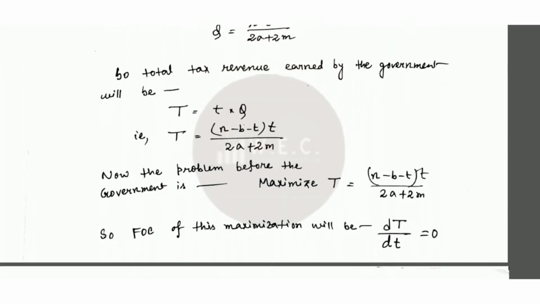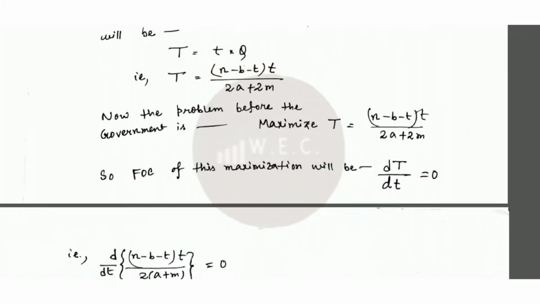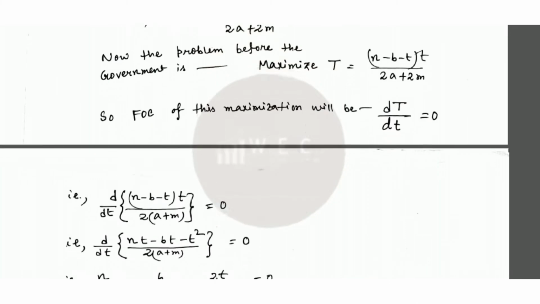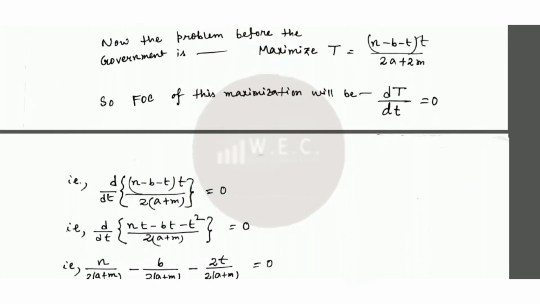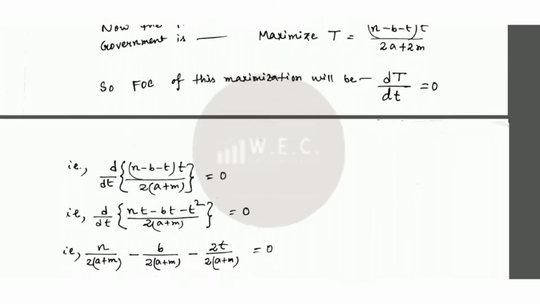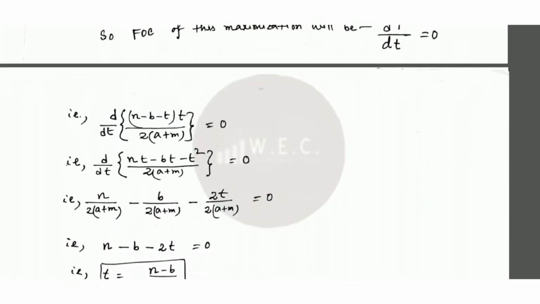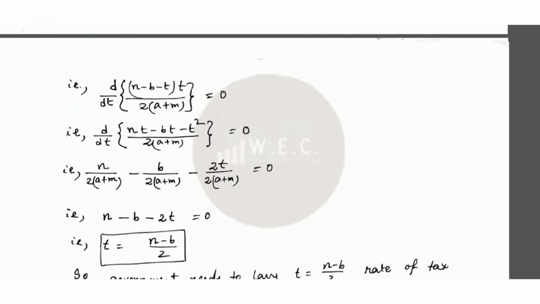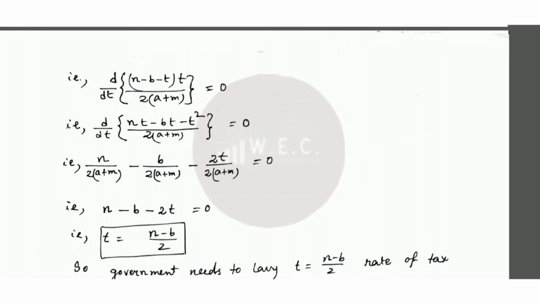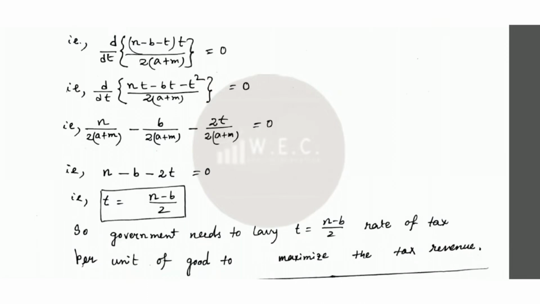Now the problem before the government is to maximize the total tax revenue. So the first order condition for maximization is that the derivative equals 0, that is, d capital T with respect to dt equals 0. That is, differentiating tax revenue with respect to tax per unit, we have to equate it with 0. Solving this equation, we can get the value of tax per unit, that is small t. You can see the derivation on the screen. Please see it thoroughly.